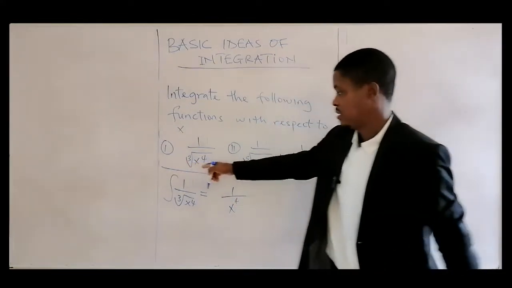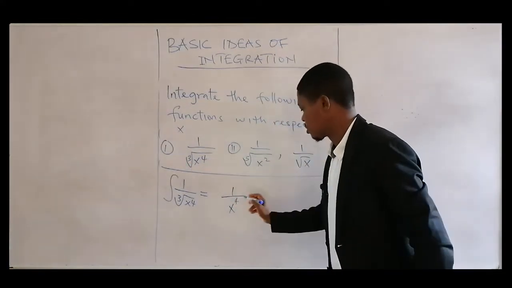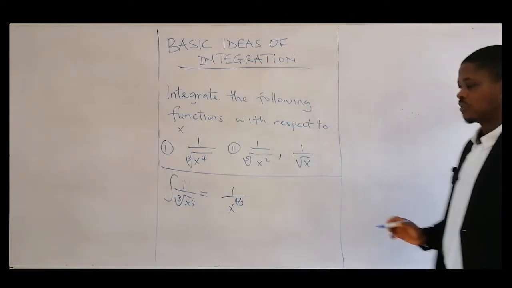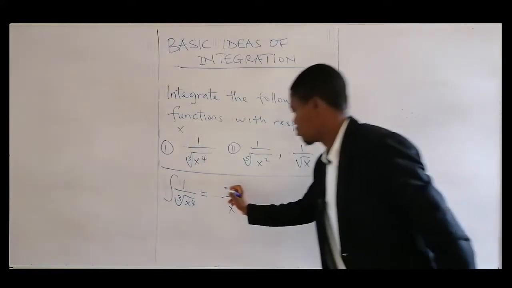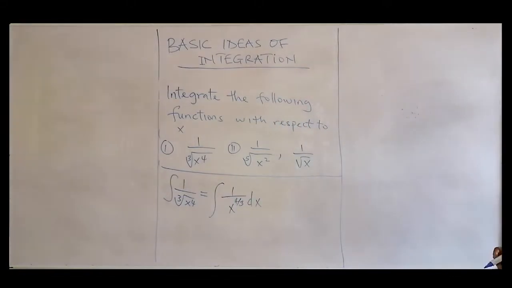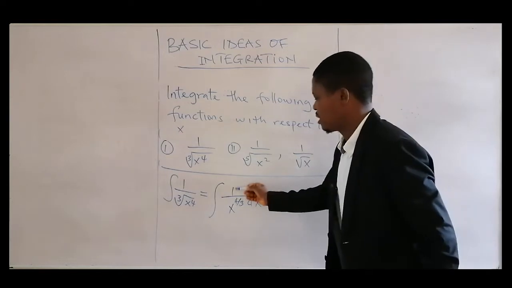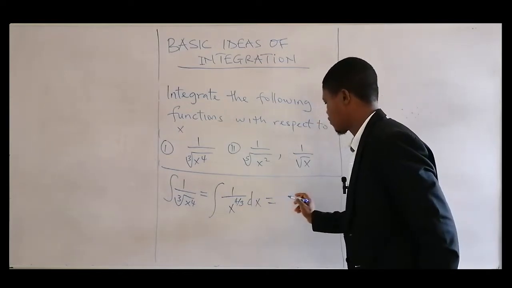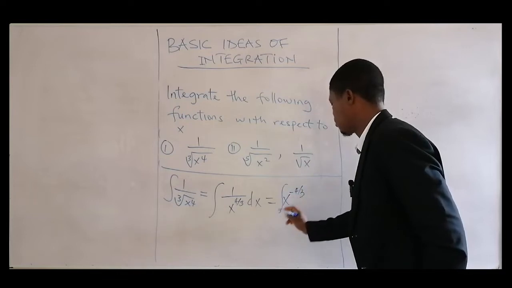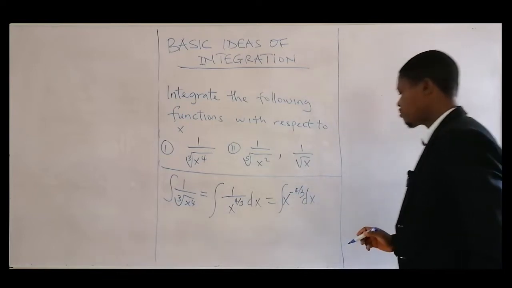The number inside the root will be the denominator of the power. So that's the first thing you have to do. Okay, you can put the x. I've explained this in indices. Then the next thing to do now is to remove this inverse, and that will be equal to x to the minus 3 over 4, integral dx.